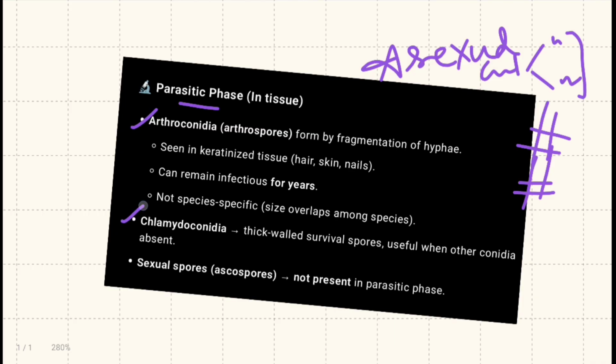Another type of spore produced in the parasitic phase of the dermatophyte is chlamydoconidia. Whenever there is absence of conidia, in such cases chlamydoconidia will also help us to diagnose the dermatophytes and dermatophytosis disease. Another very important peculiar thing with respect to the parasitic phase of dermatophyte is that the sexual spores, mainly ascospores, are not at all present. This is a key point you should remember with respect to your examinations.